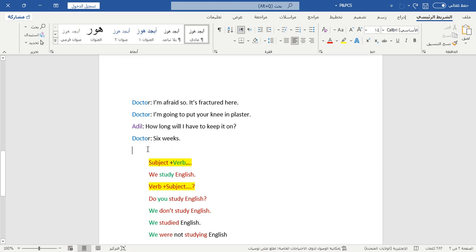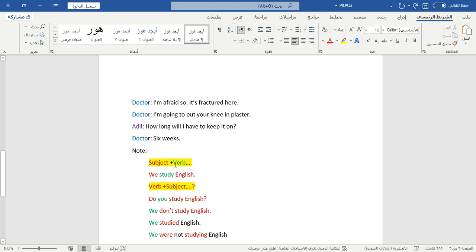We have notes here. Notes. Subject plus verb. The form of the sentence in all subjects, in all stages, forever. It's the rule of the sentence. What is the form of the sentence? Subject plus verb. That's all.